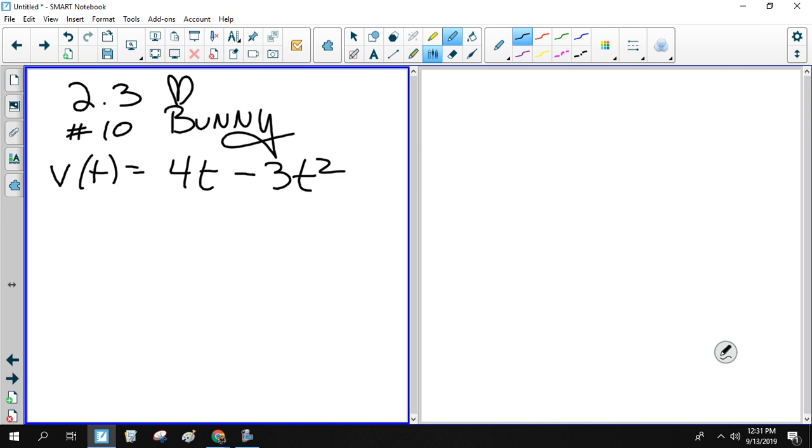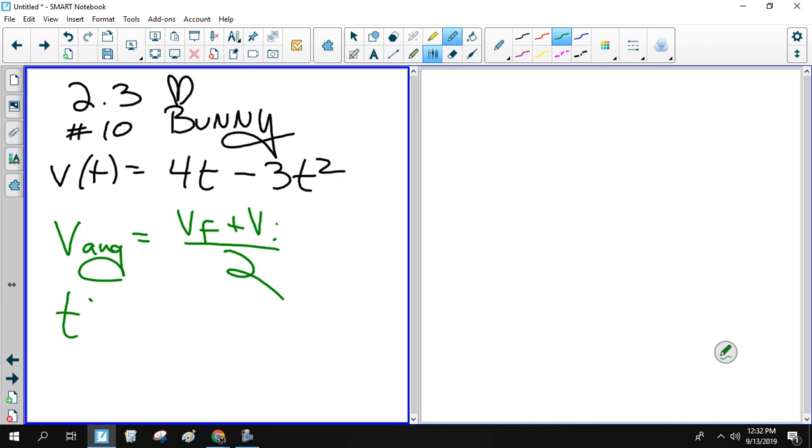All right, so if you got this one wrong, my guess is the reason is because you said, oh, I'm looking for average velocity, and we learned last year that you can calculate average velocity by doing VF plus VI over 2. So all I need to do is, my time is going from 0 to 2, so I can find the velocity after 0 seconds, find the velocity after 2 seconds, and then average them. Yes? No. You can't do that.